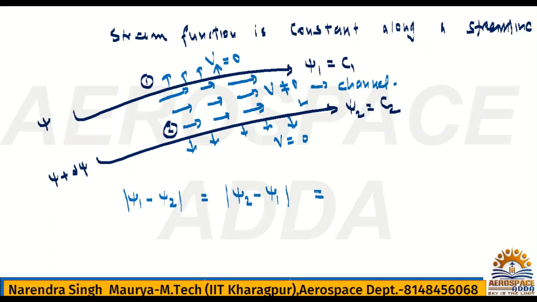This is nothing but the flow rate or discharge per unit thickness. If I'm considering depth of the flow as unit, then this difference psi2 minus psi1 will give the flux or flow rate or discharge per unit thickness. So actually psi2 minus psi1 is nothing but v into ds. ds is the one dimension, ds into thickness if you multiply. If you multiply ds by one, since you have considered unit thickness, now this will be the area.